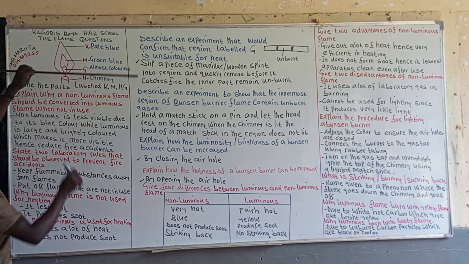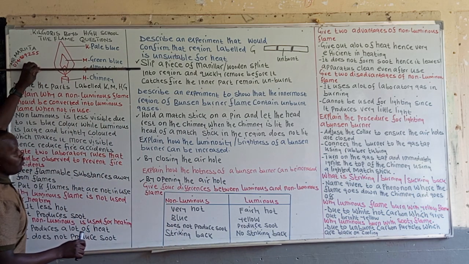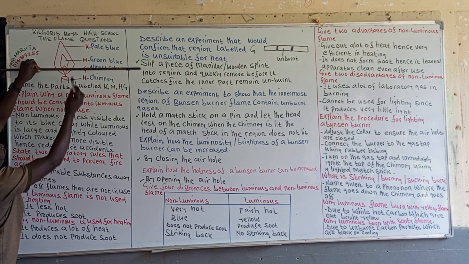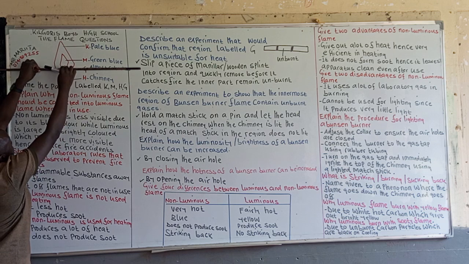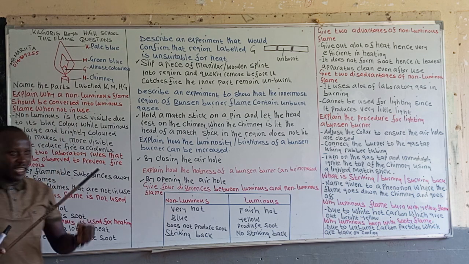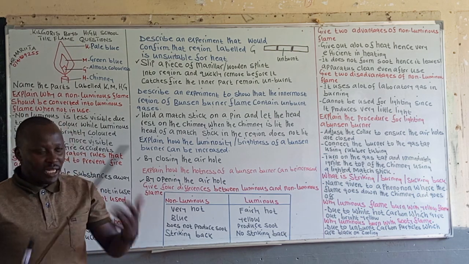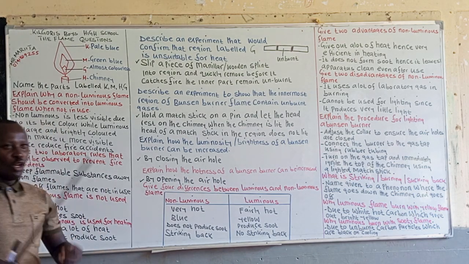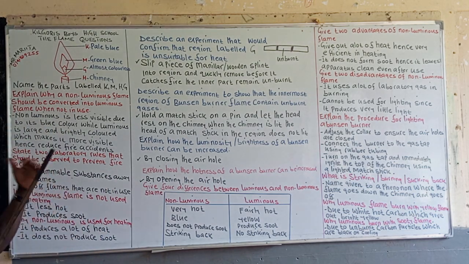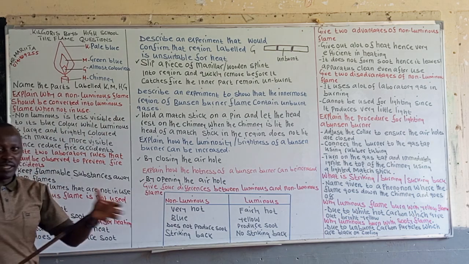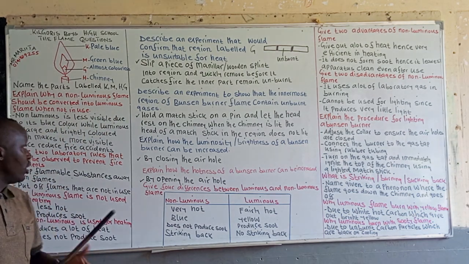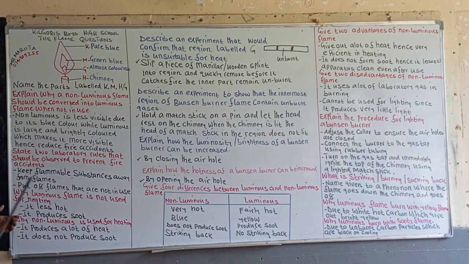What happens here is that the outermost part of the flame is very hot, so it will just burn this region and burn this region. Then the innermost part, where it contains unburnt gases, remains unburnt. That is how you can describe an experiment to show that the innermost part of the flame, which is the part labeled G, is unsuitable for heating purposes.